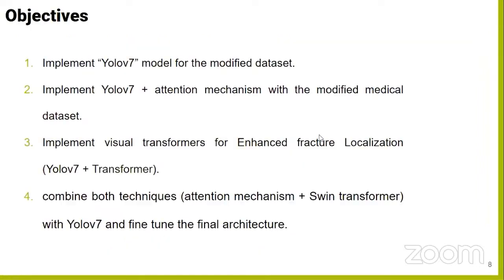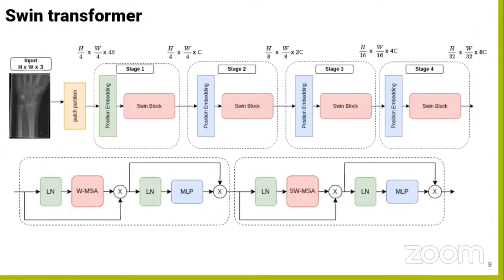The objectives of this project were to, first of all, implement the YOLO architecture on the modified dataset that I will explain later, then try to enhance the results by adding an attention mechanism, and then try to add visual transformers, and finally to combine all of these techniques together, which are the attention mechanism with the Swin Transformer with YOLO version 7, and finally fine-tune the final architecture.